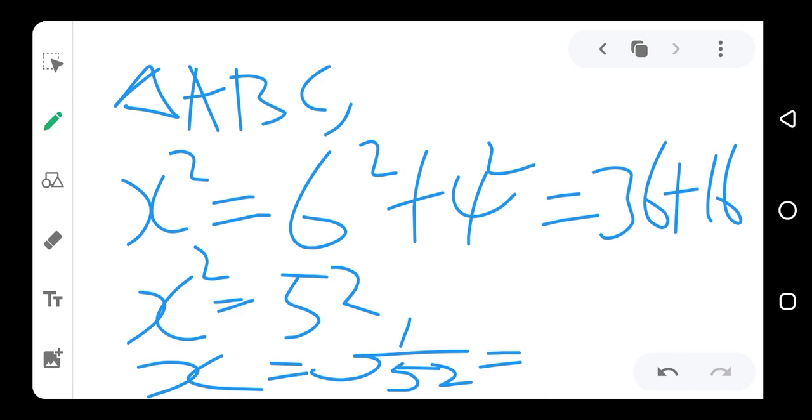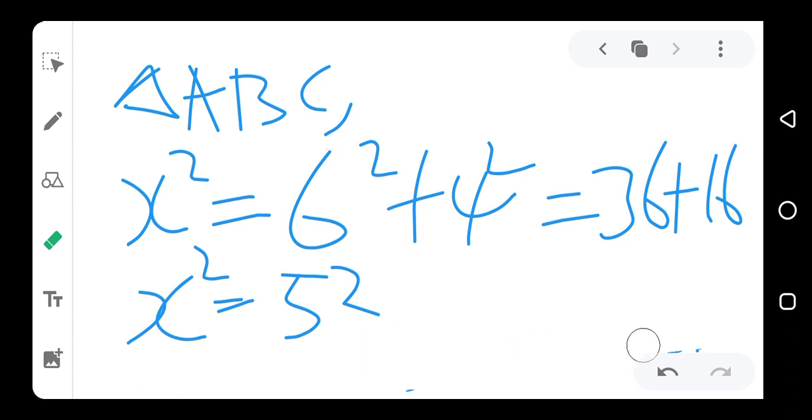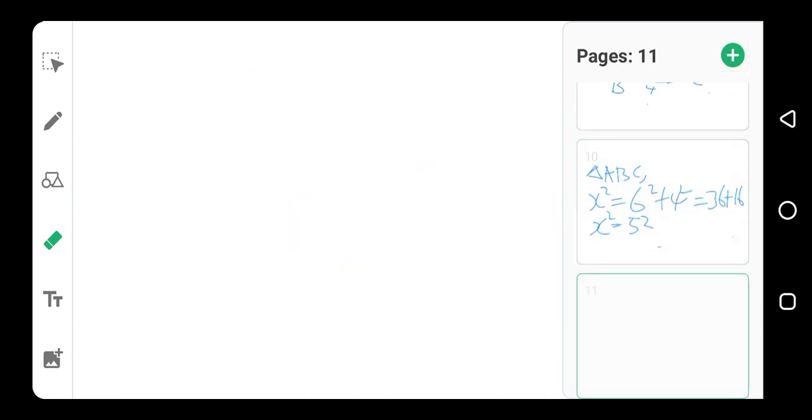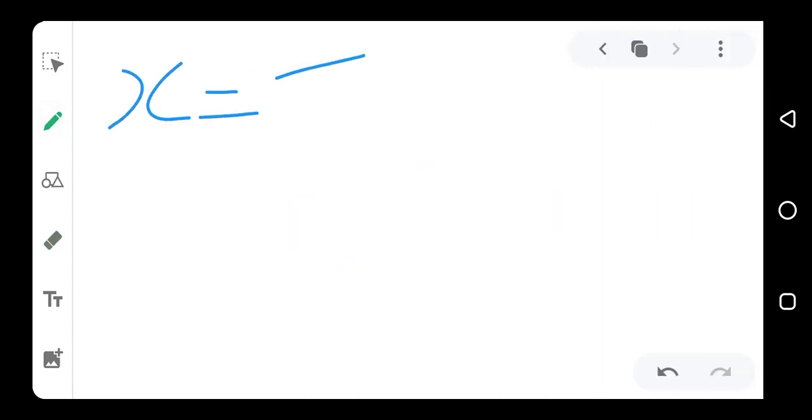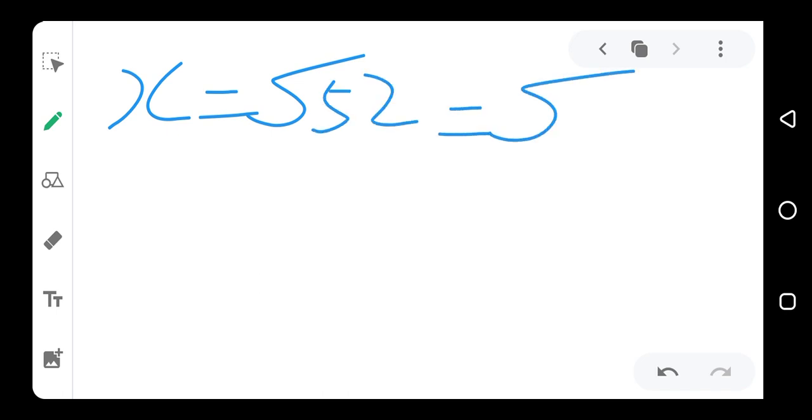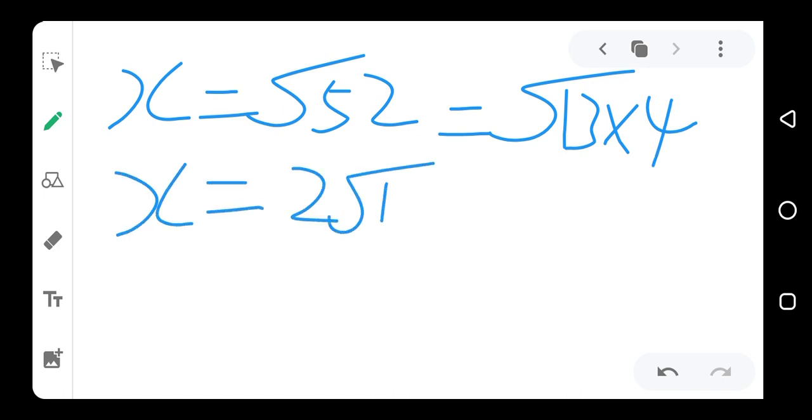That is root 13 times 4, so root 52 is equal to root 13 times 4. x is equal to 2 root 13.